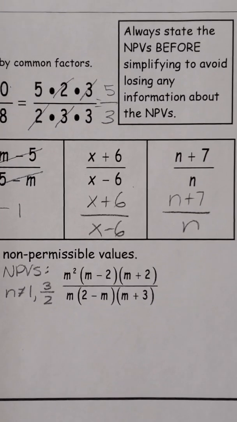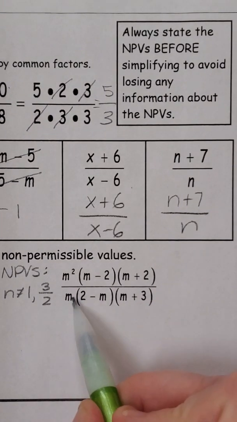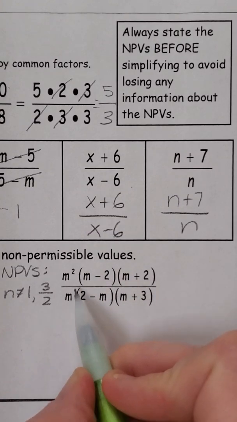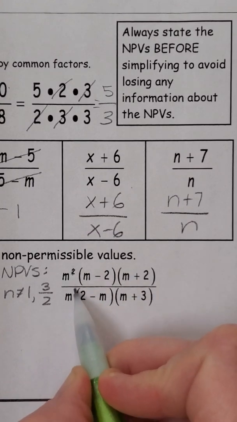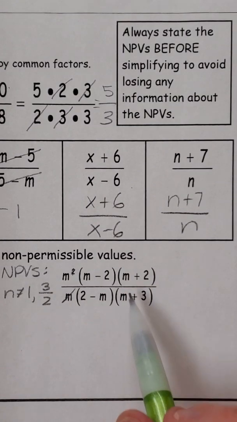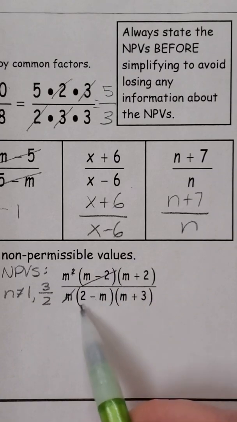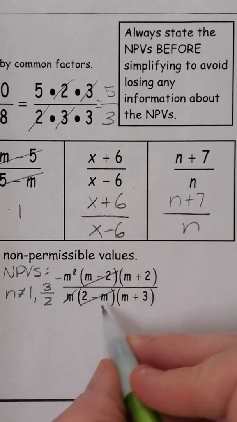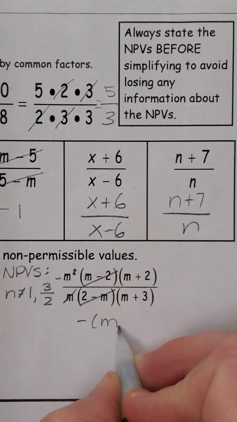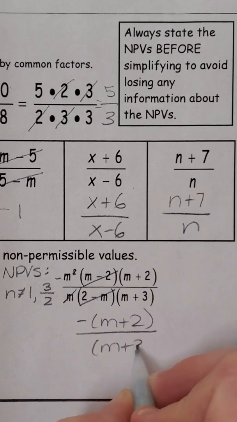So we'll move over to this one. So here we have m squared divided by m. So we have one of them, because when we divide powers with the same base, we subtract the exponents. You can do that too. But here we have our opposite. So this and that simplifies to a -1, and we're left with -m plus 2 over m plus 3.